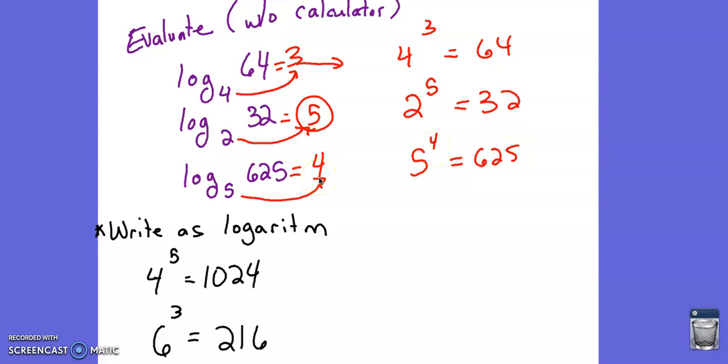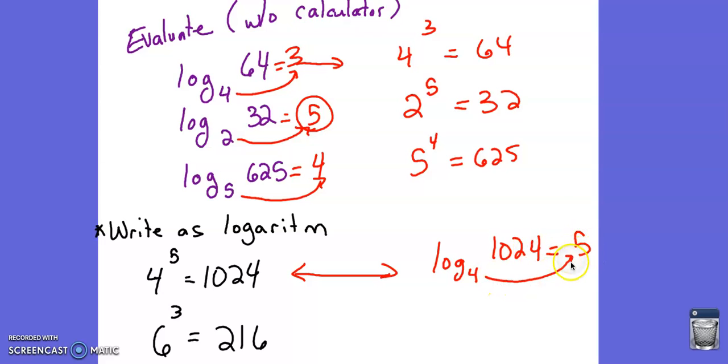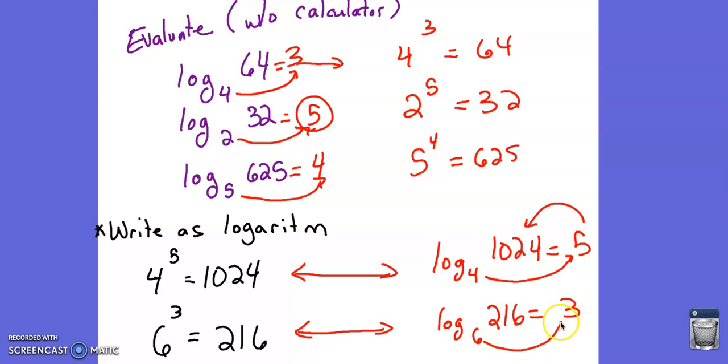So now let's go backwards. How do I write 4 to the 5th? If I know 4 to the 5th equals 1024, how do I write that as a logarithm? Well, that would be log base 4 of 1024 equals 5. Remember, 4 to the 5th equals 1024. Same thing here. Log base 6 of 216 equals 3. Again, because 6 cubed equals 216.